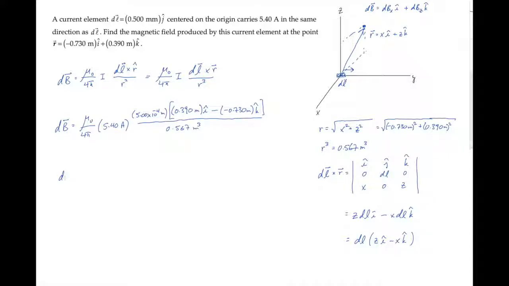When you calculate, you find this value for the magnetic field. As we expected from the right-hand rule, it has components in the positive x direction and the positive z direction.